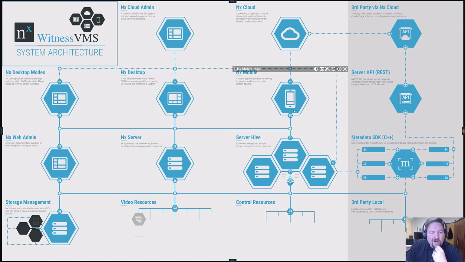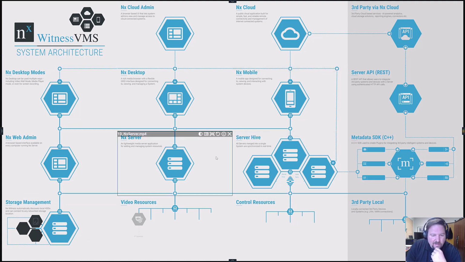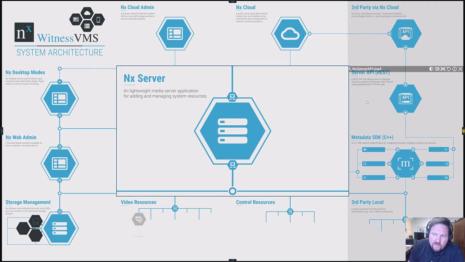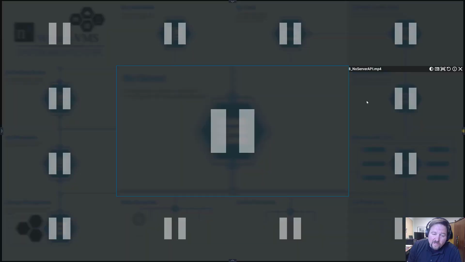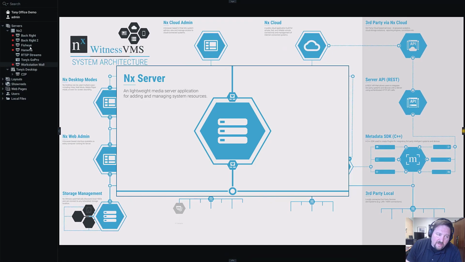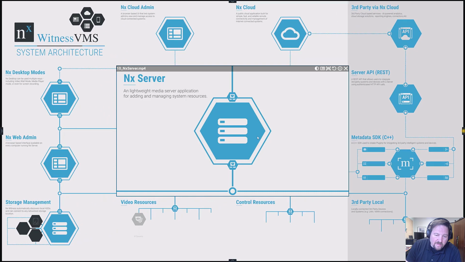So when explaining the architecture, I like to start off with the server application. The NX server application is really a lightweight media server application that's used to discover and add devices and then manage system resources, right? In terms of what a system resource is, it's everything that's in the tree. So over here in the software, you can see you've got servers, cameras, layouts, show reels, web pages, users, local files. All those things are managed by the server application.